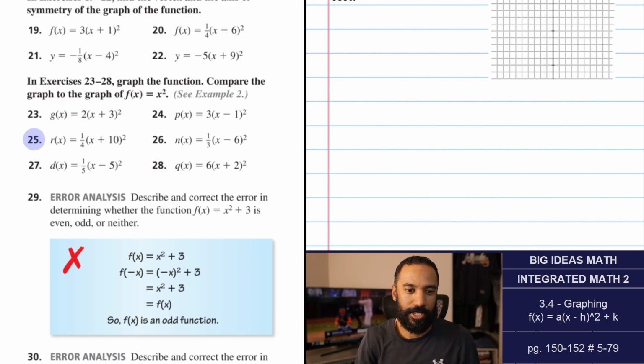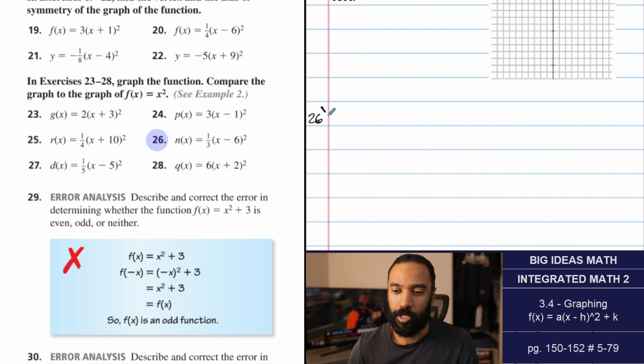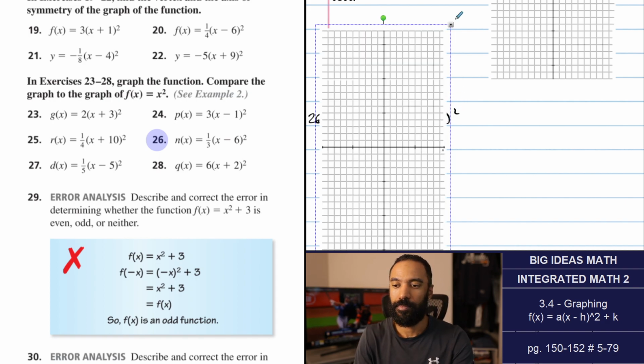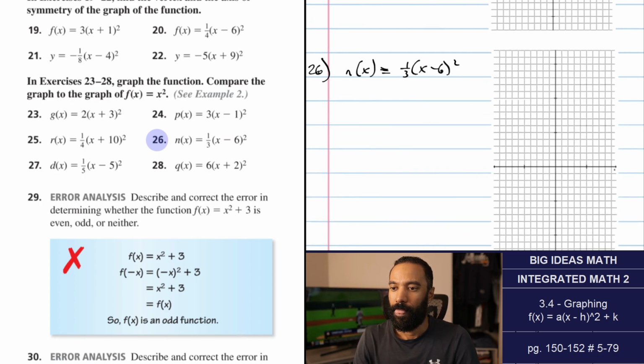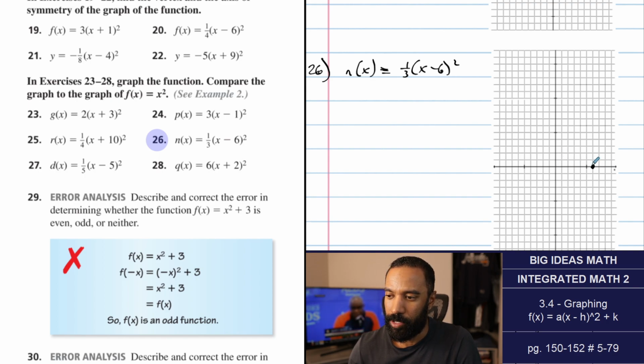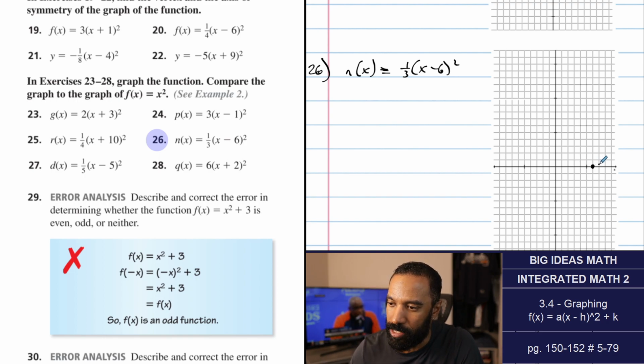Okay, number 26. I think all of these other ones can stay in our window range enough that I don't have to change scales. That's not my plan to do that again. Number 26. N of x equals 1/3 times x minus 6 quantity squared. We're going to start there. Now, 1/3 is the vertical compression this time. So over 1 up 1/3 of 1. That's not a beautiful one. Over 2 up 1/3 of 4, so up 4/3. That's 1 and 1/3.